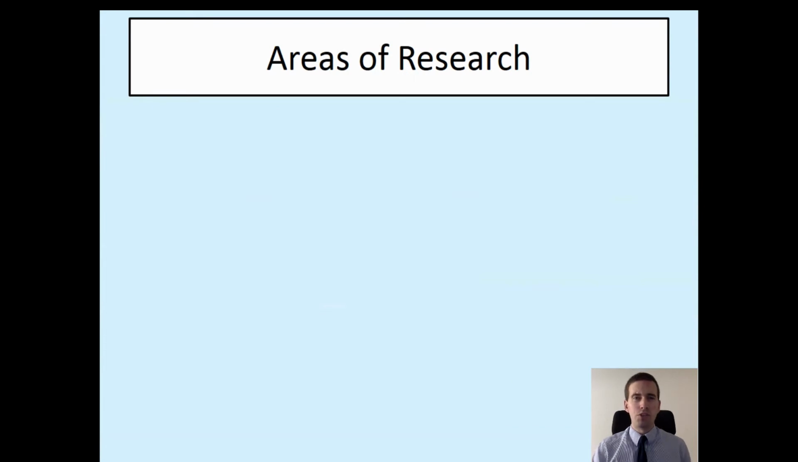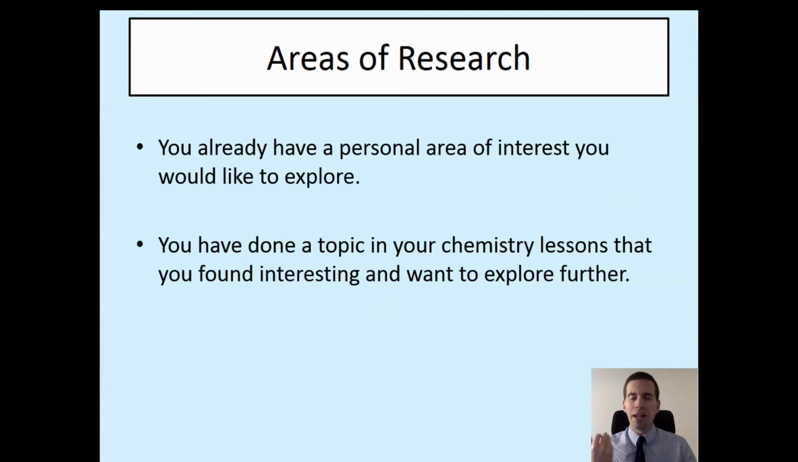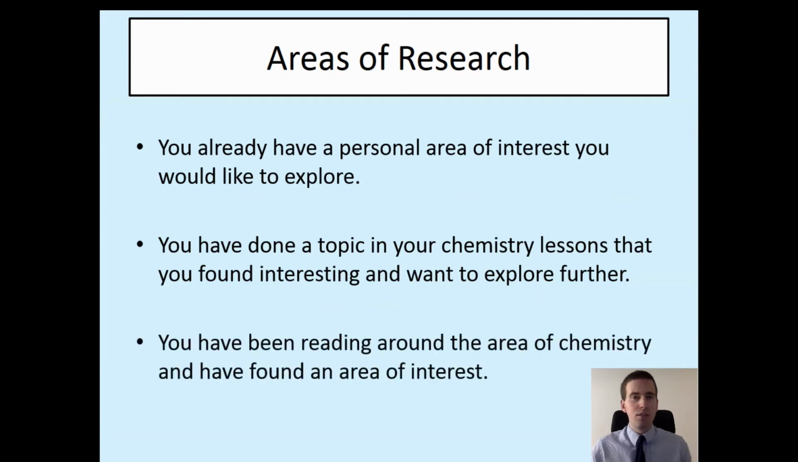So how do you go about determining what you actually want to do your internal assessment on? Now this really depends on the person. Perhaps you already have an area of interest that you want to explore. Perhaps we've done a lesson where you thought, oh, that could be an interesting area, and you want to look into it further. Or if this hasn't happened to you yet, then I'm afraid you're going to need to look around, to read around different chemistry areas till you find something that interests you.